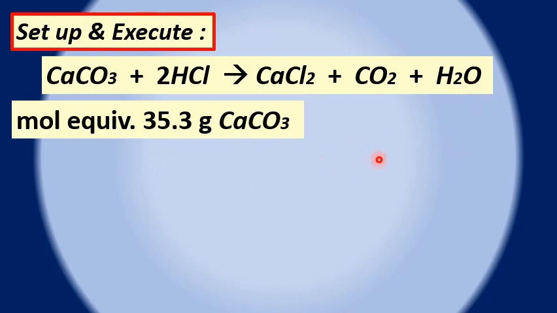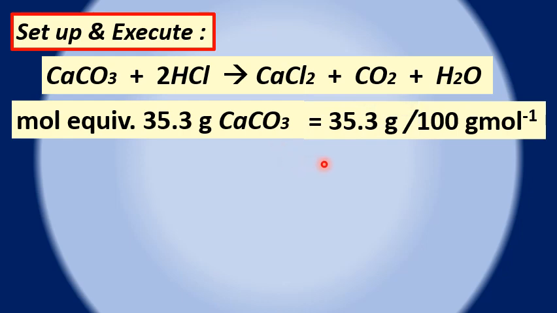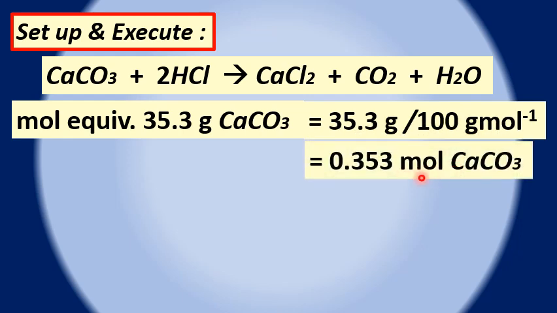We can now find the mole equivalent of the given 35.3 grams mass of calcium carbonate. So we simply divide this given mass, 35.3 grams, by the predetermined molar mass of calcium carbonate, which is 100 grams per mole. And that will give us 0.353 moles of calcium carbonate.